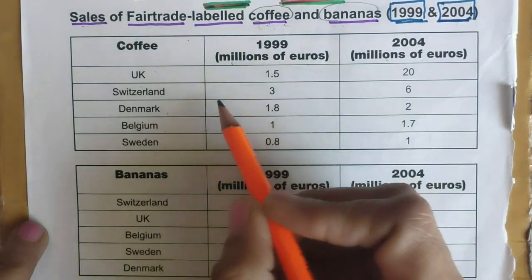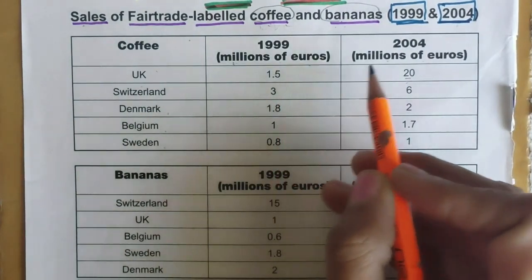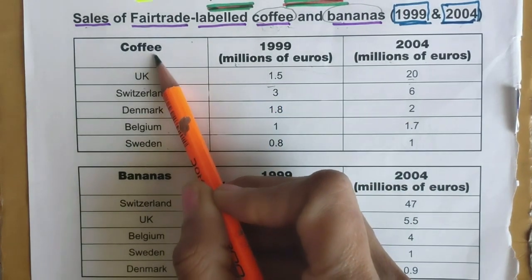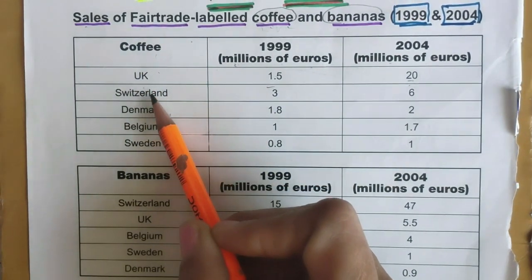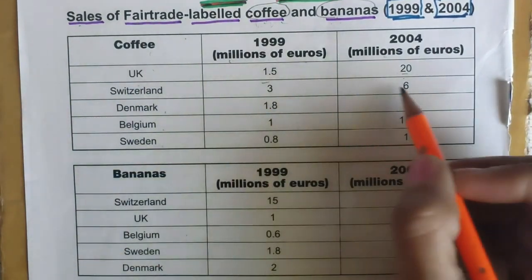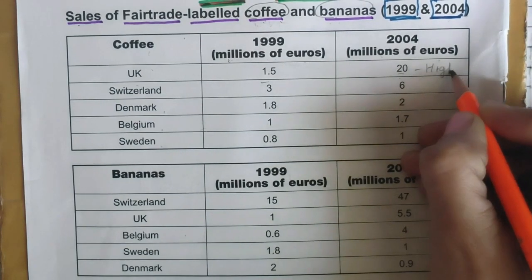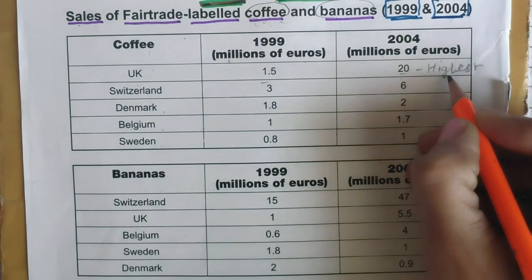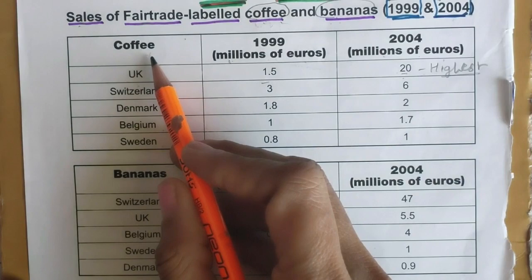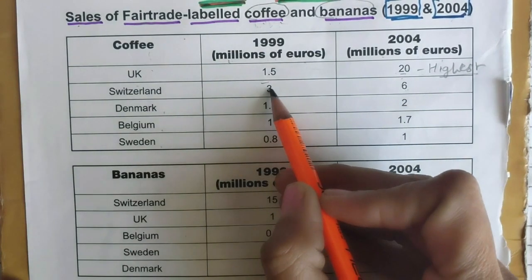Here what they are saying: UK, 20 million in 2004, and 1.5 in 1999. First they are talking about coffee, so they are talking about sales in these countries. So this is at the highest. So UK in selling coffee is at the highest point. Highest point means this country sold the maximum amount of coffee. And then after 20 it is 6, and here it is 3.